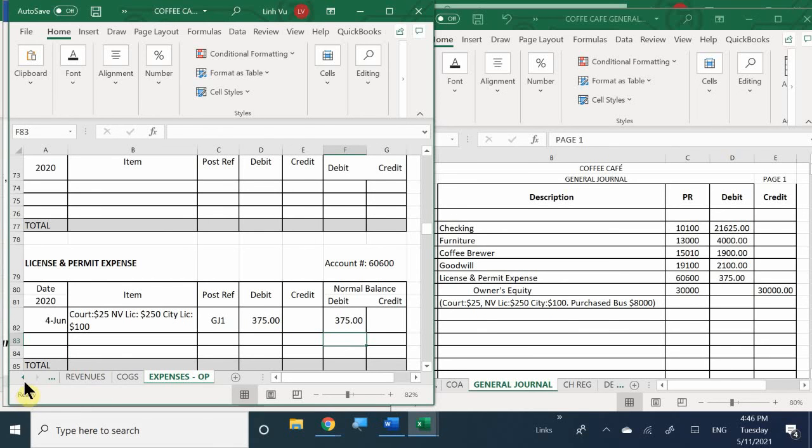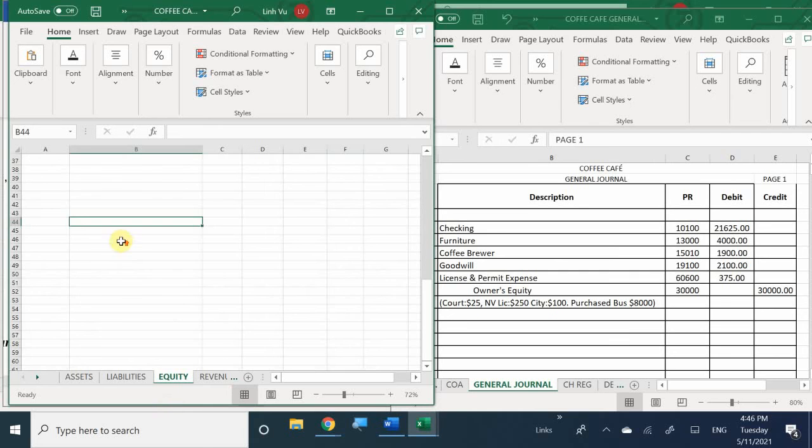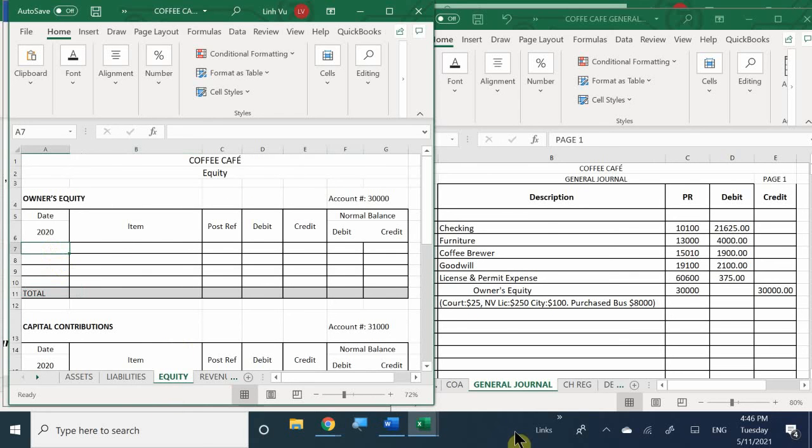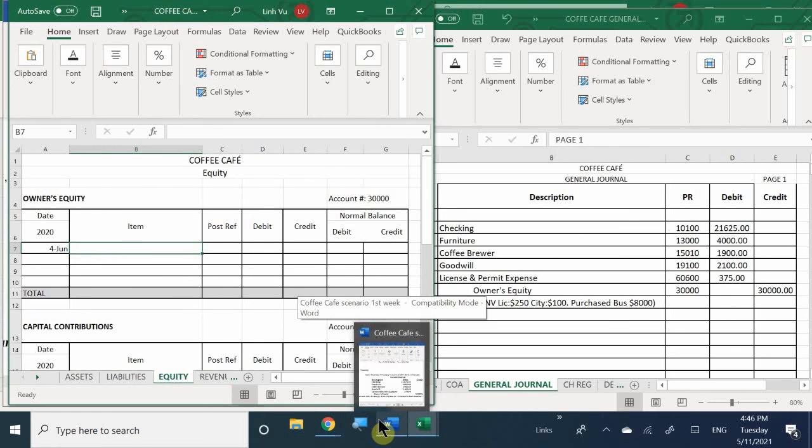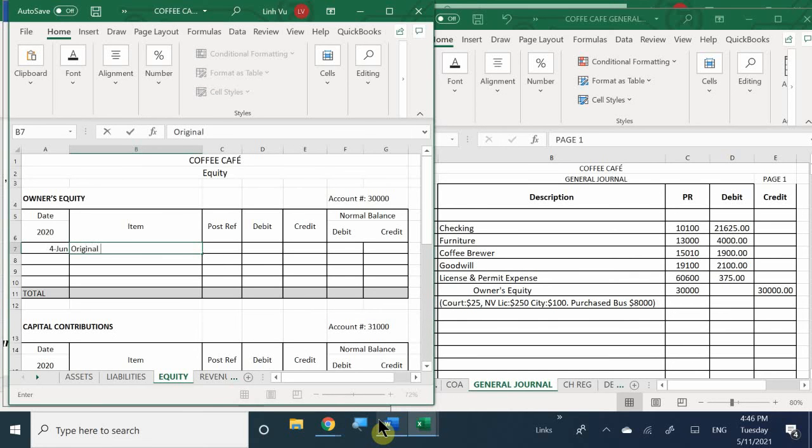So last but not least, I have to do my credit account, which was for my equity. Since owner's equity is essentially your original investment, I'm going to go ahead and enter in my date, right? If I go to my equity, the first account there, I'm in my item/notes. I'm going to indicate that this was my original investment. Okay. Once again, post reference is going to be your general journal 1. And of course, this time, you need to be very careful because you need to recognize what column you're in, because this is also where you can make your mistake.